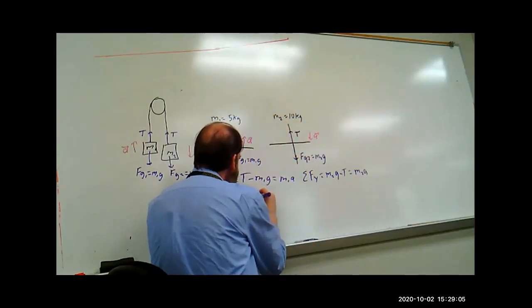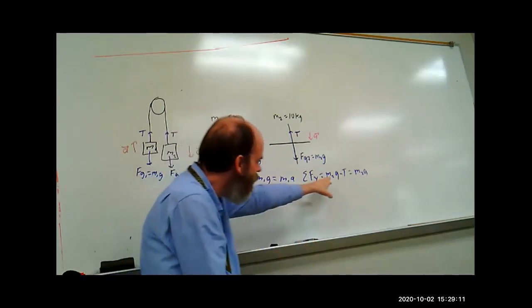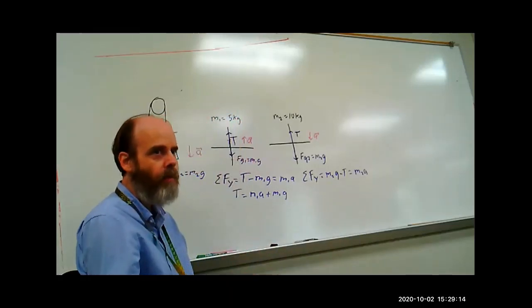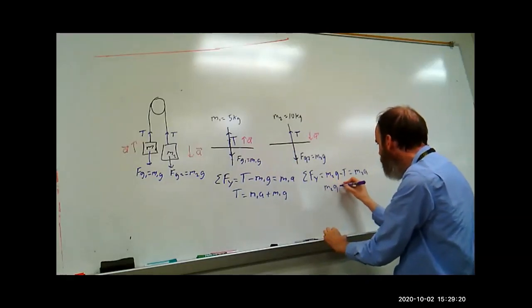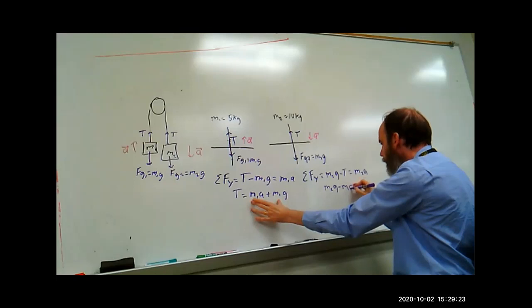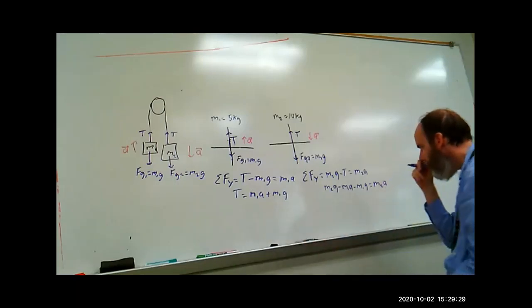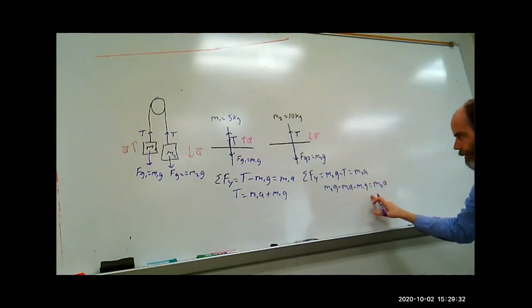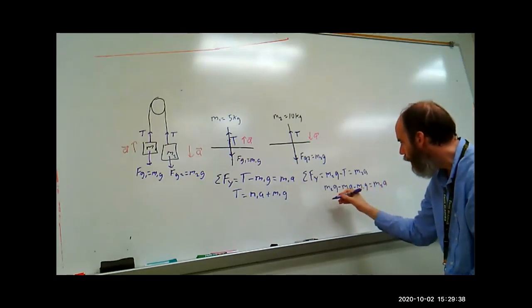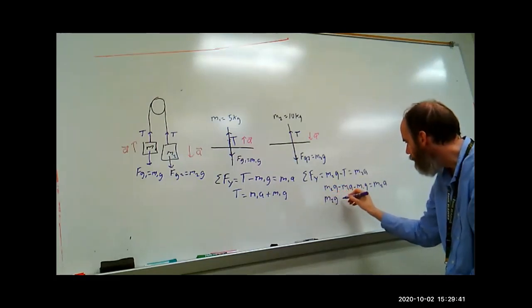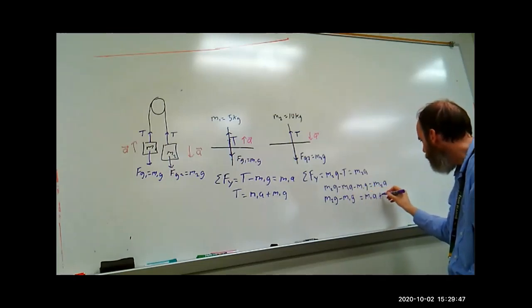So tension equals m1a plus m1g. Put this tension into here. Then I get an equation just with acceleration: m2g minus (m1a plus m1g) equals m2a. I've got to get the a's all on one side, so I'm going to add m1a to both sides. That will get rid of this. So I have m2g minus m1g equals m1a plus m2a.